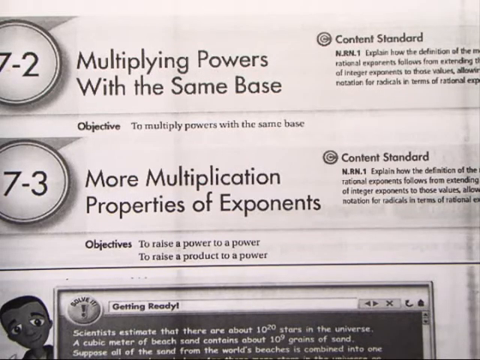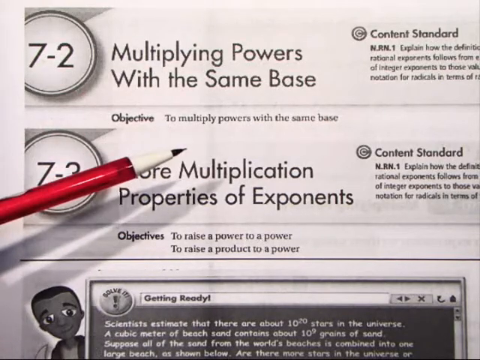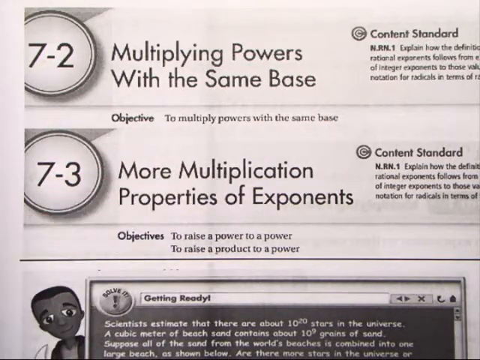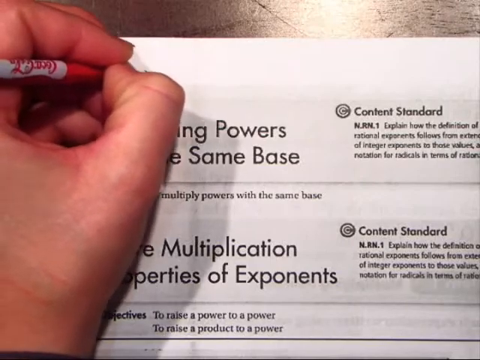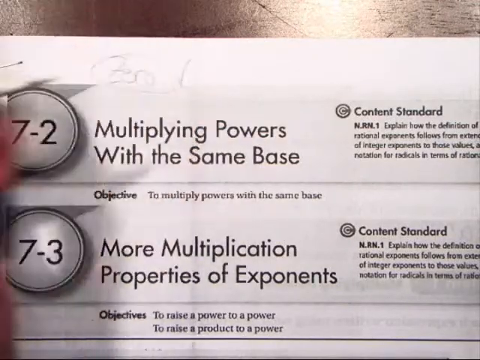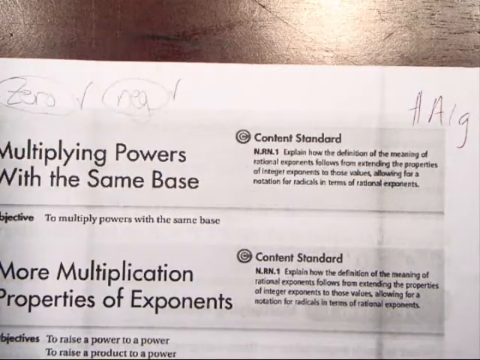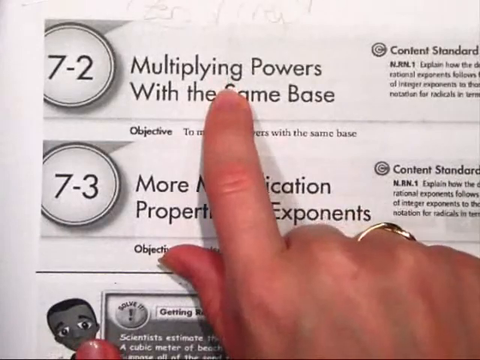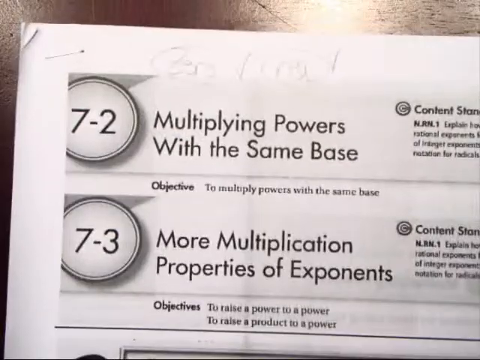Moving on to the next section, we're going to do two sections today, 7.2 and 7.3. We're still going to talk about things that have exponents, and the different rules that come with bases that are the same or different, and what kind of rules we can apply with the exponents. The only rules we've learned so far, in 7.1, are about exponents that are 0 and exponents that are negative, and those have been dealt with. Today we're going to talk about multiplying powers of the same base, and then some more multiplication properties of addition.